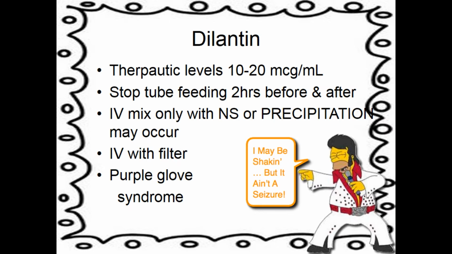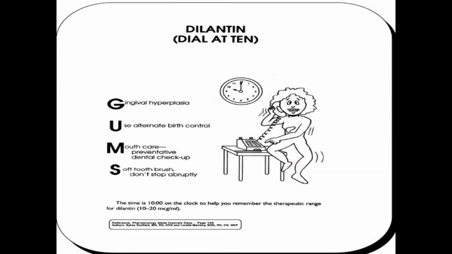If it's IV, you can only mix with normal saline or precipitation may occur. That means that the chemicals mix inside the tubing, causing a chemical reaction, and it can even cause a chemical reaction inside your patient. You need to use an IV tubing that has a filter, and there is a huge chance of the rare complication of purple glove syndrome, which is when the hands and feet become swollen, discolored, and painful.